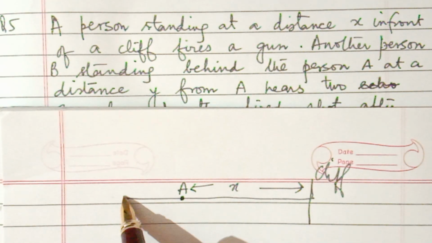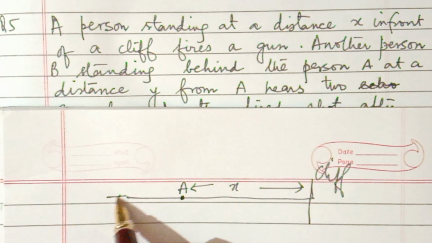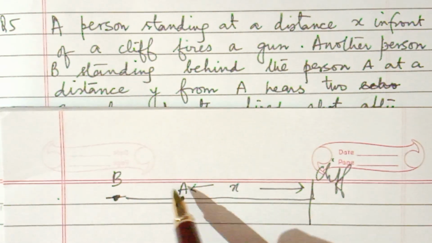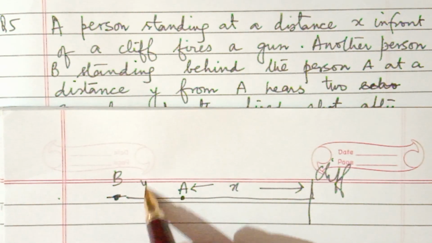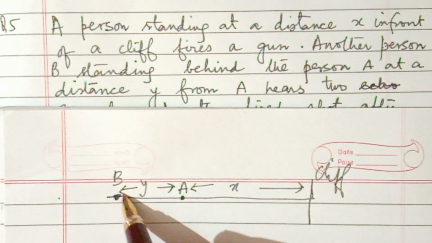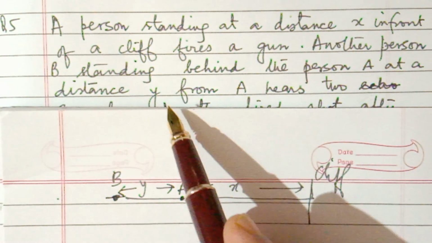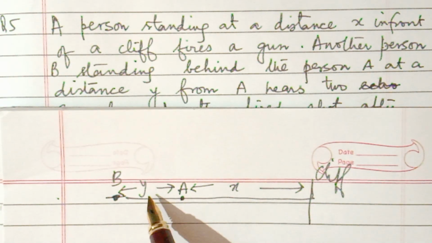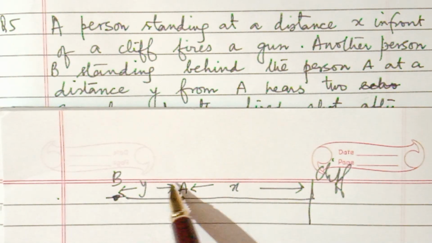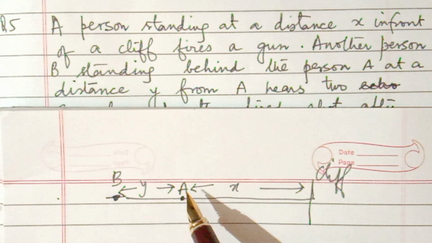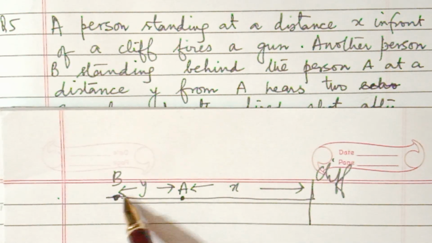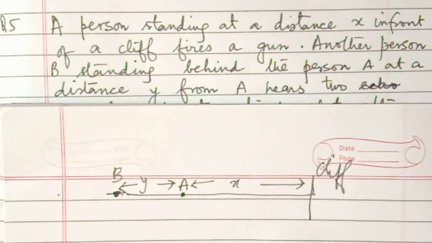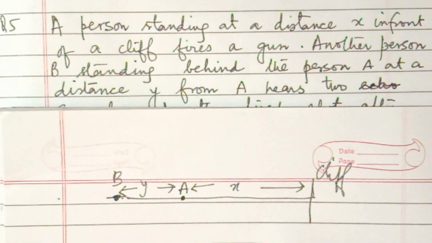And B is standing behind, somewhere here, maybe here, I don't know, at the distance y from A. So you see distance y from A, not from the cliff, but from A. So this much is y. So you may get questions that B is standing at the distance y. Okay, so that may be the question, no problem.